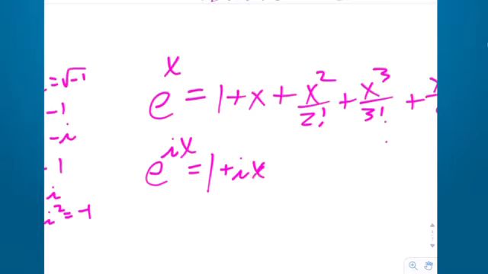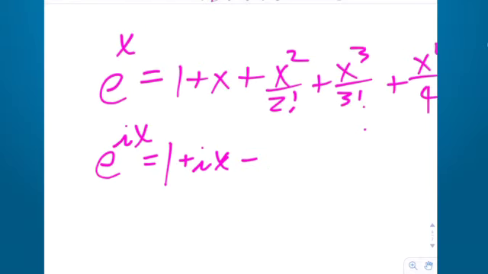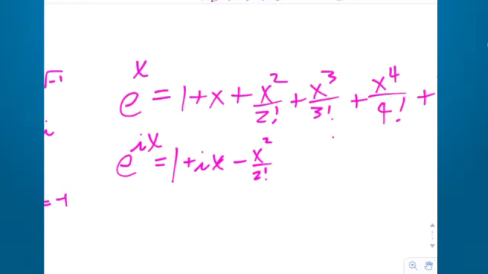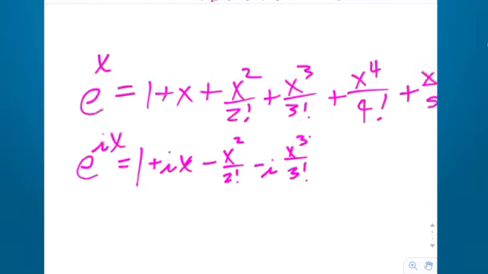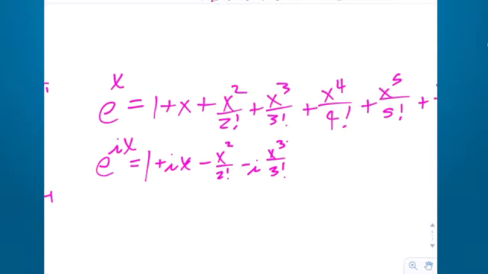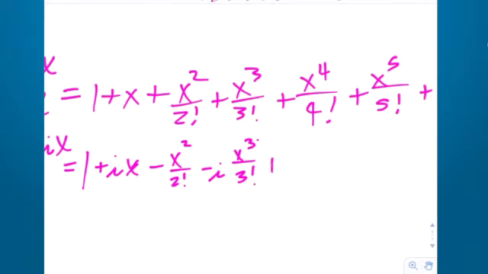Sweet. Now, if I plug it in here, what is ix quantity squared? It's i squared x squared. But what is i squared? Negative 1. So this becomes minus x squared over 2 factorial. If I plug ix in here and cube it, I get i cubed x cubed. But i cubed is negative i. So this becomes negative i x cubed over 3 factorial. Ix to the 4th is i to the 4th x to the 4th. I to the 4th is 1. So this becomes just x to the 4th over 4 factorial.